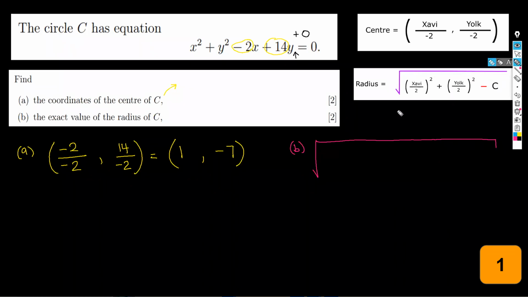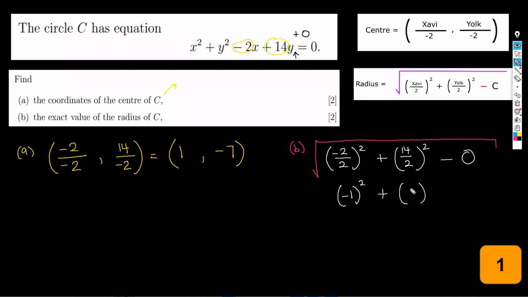So we're supposed to take Xavi, and when he is -2, we're supposed to divide him by 2. The Yoke value is 14 divided by 2. Don't forget to put the square. But C is 0, right? So we minus 0, so we don't even have to put this if we don't want to. So on the y part, -1 divided by 2 is -1. You have to put squared there. 14 divided by 2 is 7, squared. I'm not even going to bother to put a 0 there.